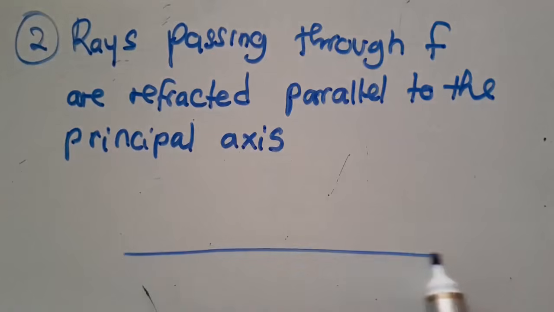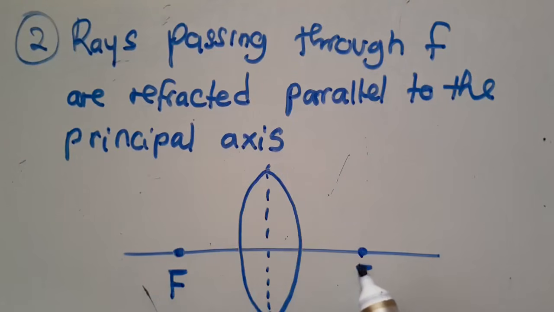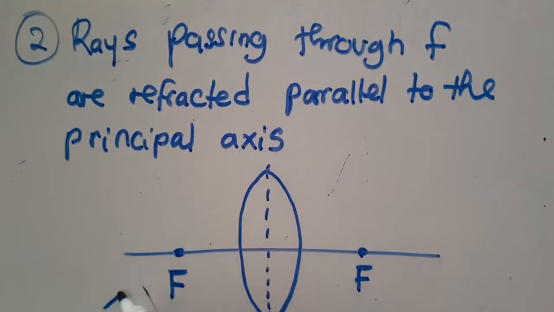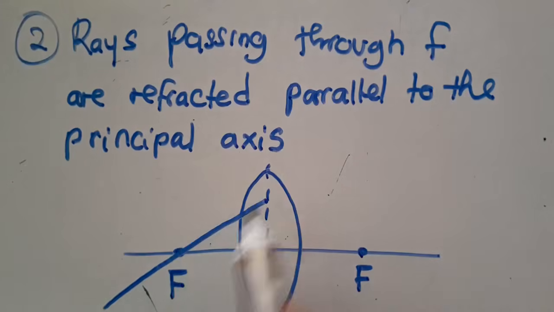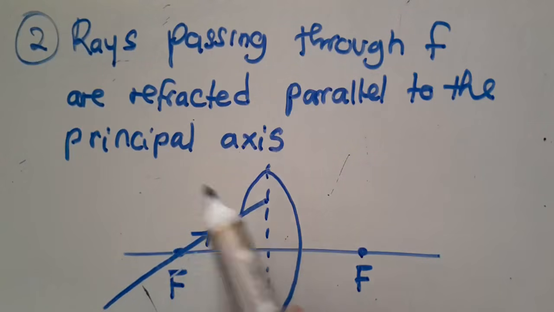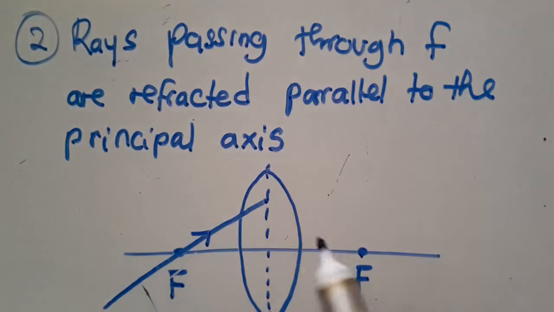So principal axis, this is the plane of the lens. Then you know this is the focal point. Even there, this is the focal point like this. So rays passing through F, like this, are refracted parallel to the what? Principal axis. They are refracted parallel.